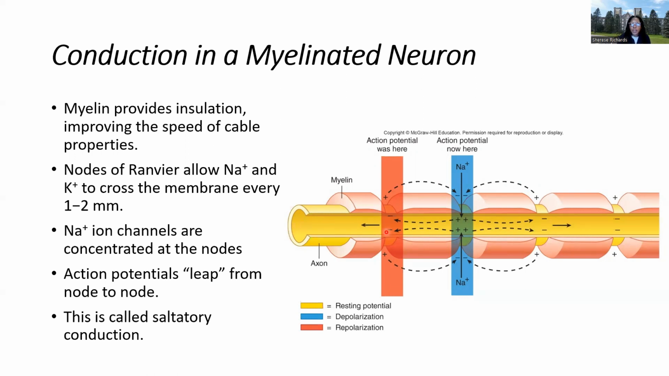So there are spots on the neuron called the nodes of Ranvier, and the nodes of Ranvier allow sodium and potassium to cross the membrane every 1 to 2 millimeters. So these nodes are basically gaps in the myelin, all right? And what this does is that the action potential can kind of leapfrog over certain segments of the neuron. So it doesn't have to go from site to site to site, right? It doesn't have to go sequentially, depolarizing every single segment. It can kind of just leap over a bunch of segments, right?